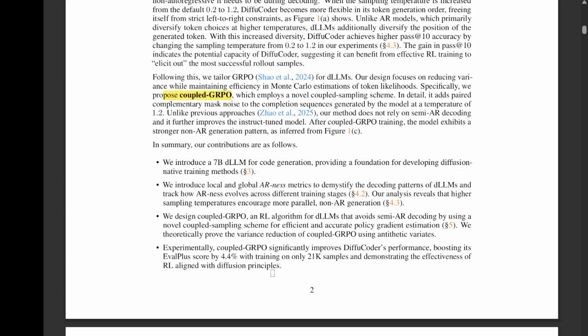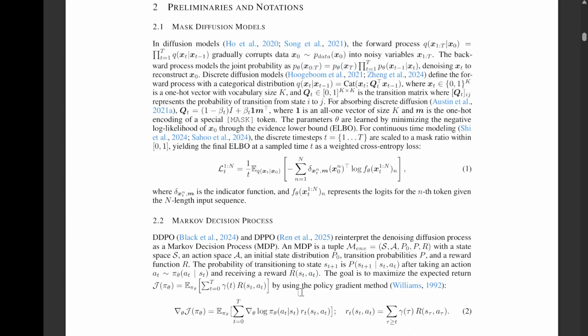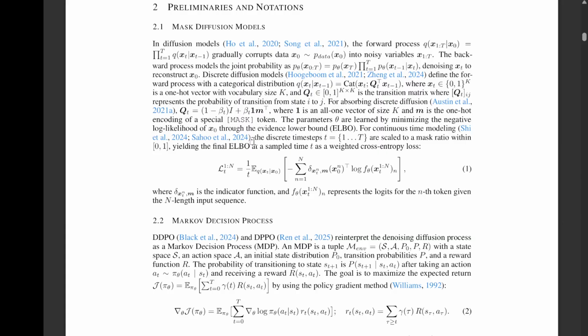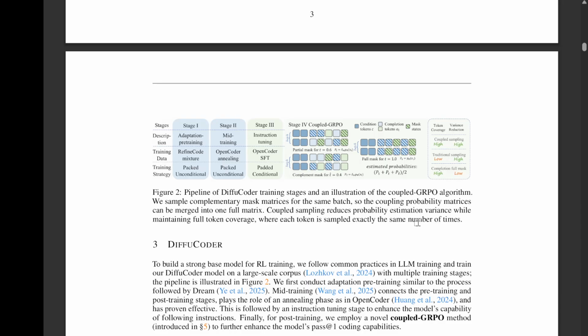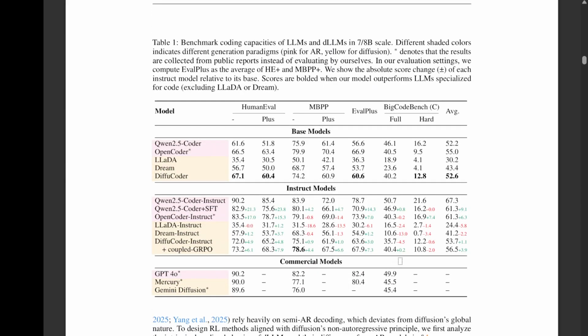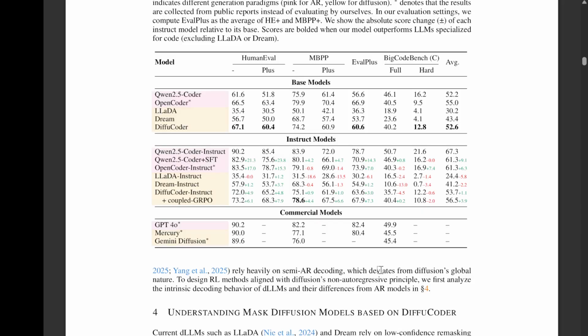It's a clever way to get more efficient and accurate estimates for fine-tuning the model's decision-making strategy, the policy gradient estimation. So it's not just a theoretical improvement on paper, it delivers actual results. Absolutely. Its effectiveness is proven experimentally. Coupled-GRPO significantly boosts DiffuCoder's performance. It improved its EvalPlus score by 4.4%, with training on only 21,000 samples. Wow, that's efficient. It really demonstrates the power of reinforcement learning when it's truly aligned with diffusion principles, instead of forcing the model into that sequential box.